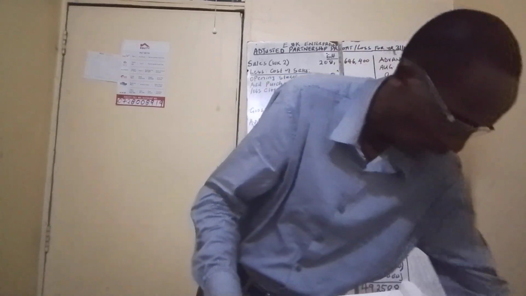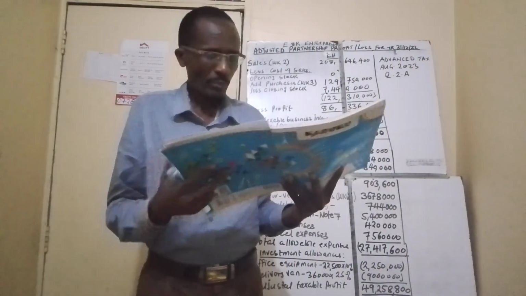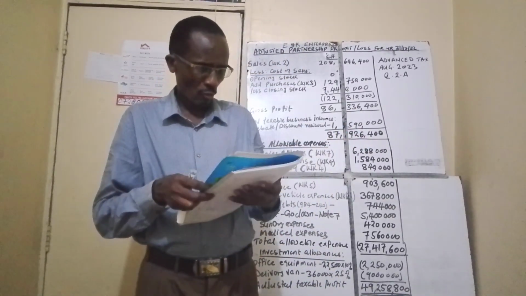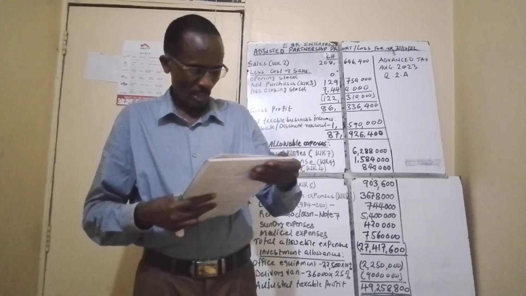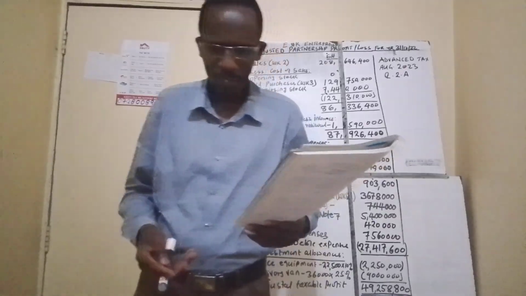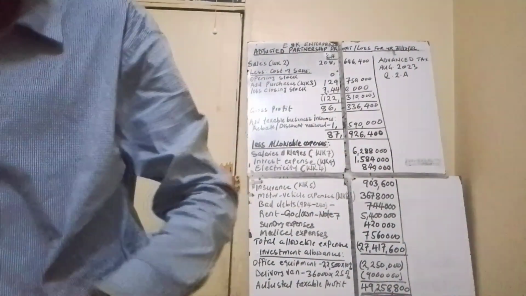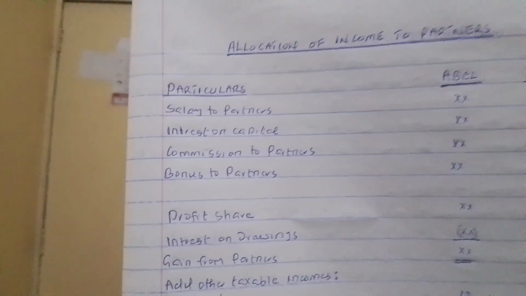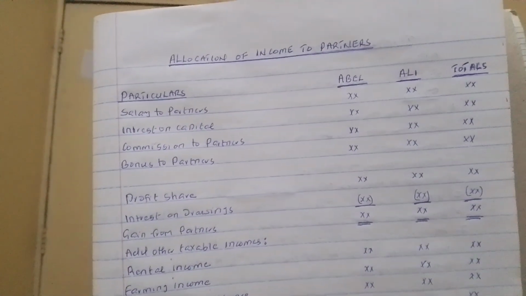Now, before we take the question, as I will show you later, I want to share something with you in my notes. Just some simple notes. Allocation of income to partners, that is the allocation schedule, simply the format. If you do not have a format, I'll share the format in this exercise book. We are able to see that format there for allocation schedule.